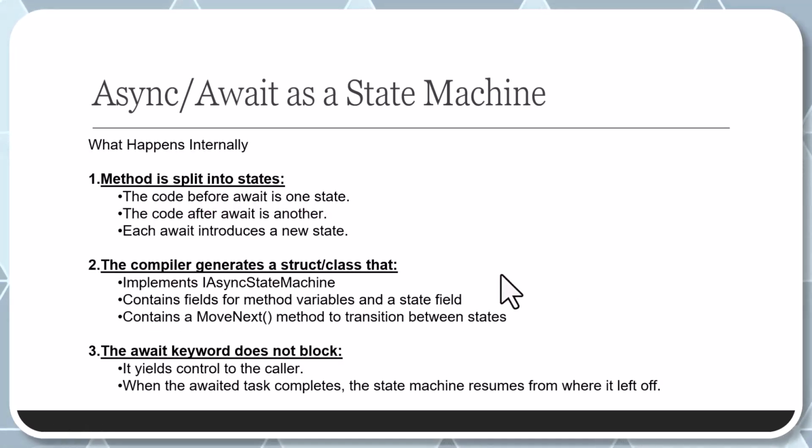So what happens, the code before await is one state, the code after await is another state, so it is disconnected. Each await introduces a new state. The compiler generates a struct or class, as we discussed. It implements IAsyncStateMachine and contains fields as state fields.